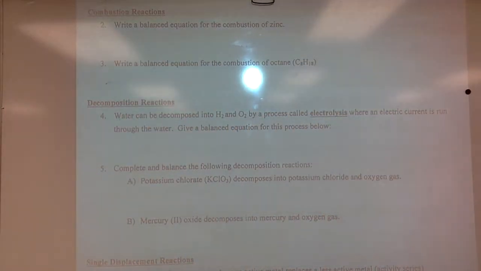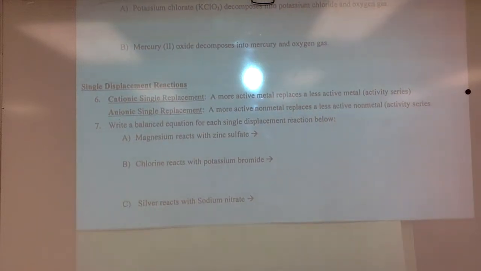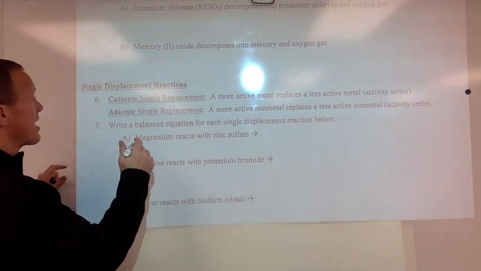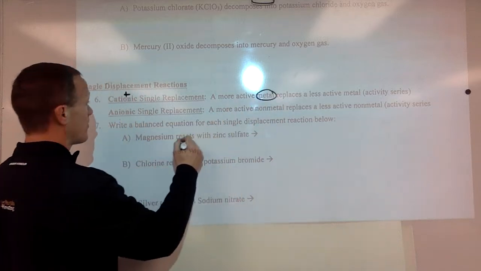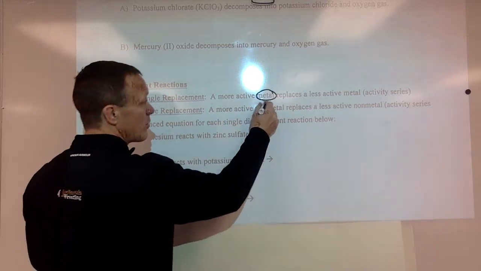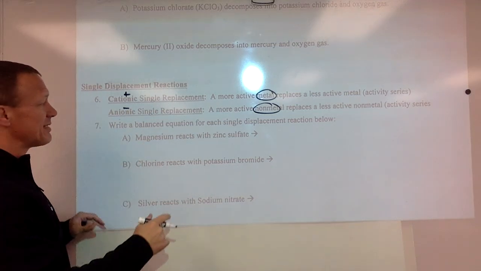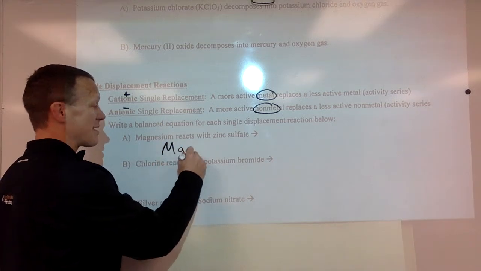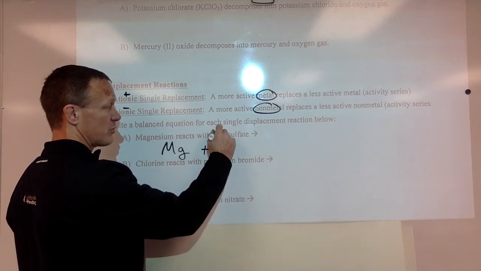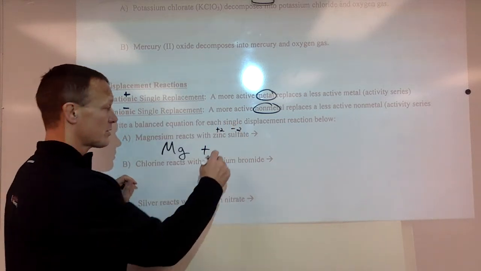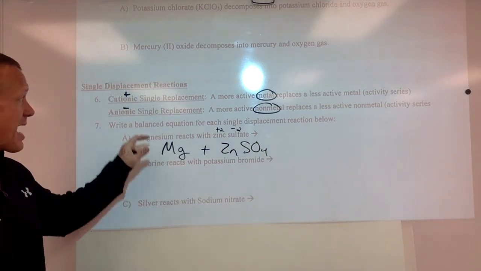Next one we'll do will be a single replacement. There are a couple of single replacement types. There's cationic single replacement, a positive element replacing another positive, which means a metal replacing a metal. Anionic is a negative, so a nonmetal replacing a nonmetal. First one here, magnesium reacts with zinc sulfate. So magnesium, which is not diatomic, reacts with, so that's plus, zinc sulfate, plus 2, minus 2 charge. So zinc sulfate is ZnSO4.